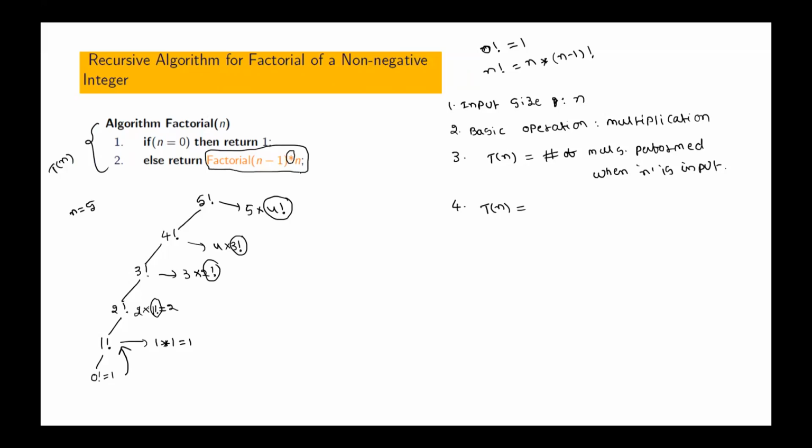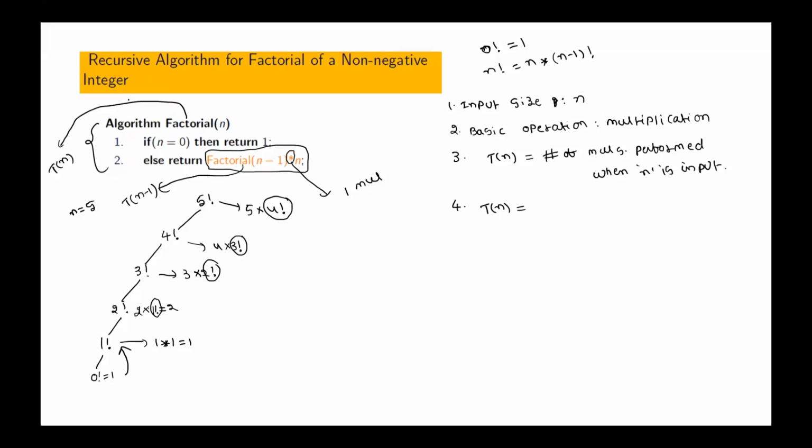Here we are performing one multiplication, plus, in order to calculate factorial of n minus 1, how many multiplications are required? To find factorial of n, the number of multiplications required is T of n. In order to calculate factorial of n minus 1, the number of multiplications required is T of n minus 1.